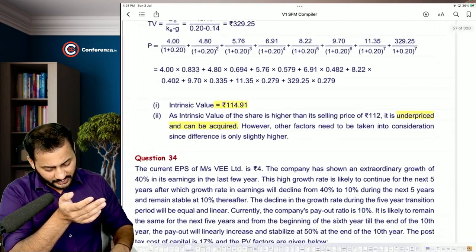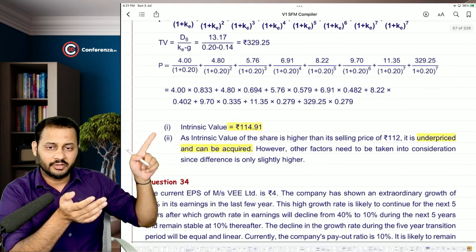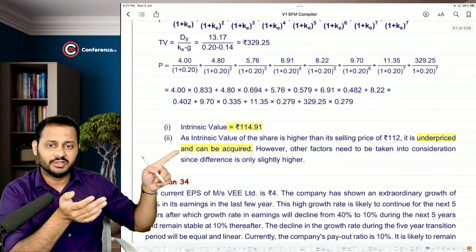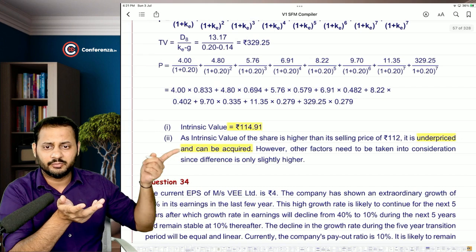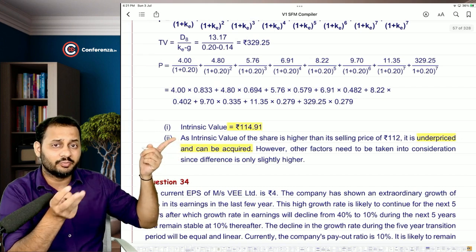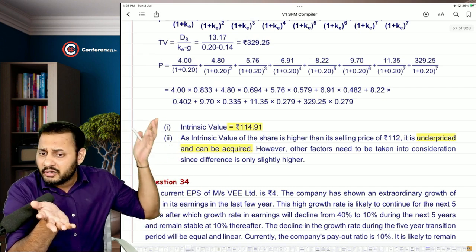In this question your answer will be 140, where your actual price is 112. Again you will say it is underpriced and you should acquire it, because in actual market you are getting it at a much lesser price, cheaper rate.